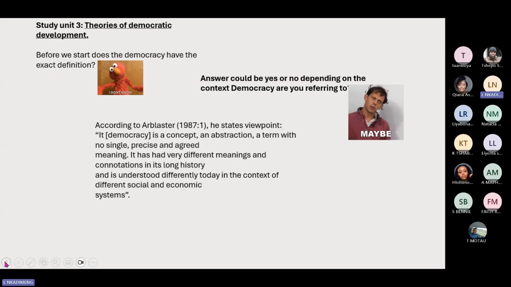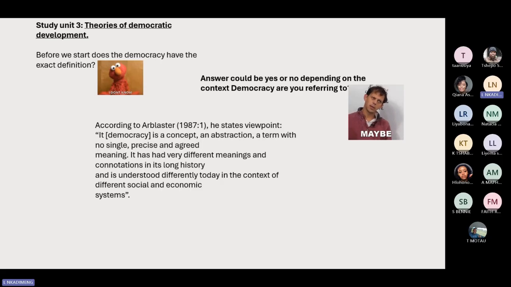Study Unit 3, Theories of Democratic Development. Before we start, does democracy have an exact definition? Before I organized this slide, I asked myself, does democracy have an exact definition? The answer could be yes or no, depending on the context of democracy you are referring to.